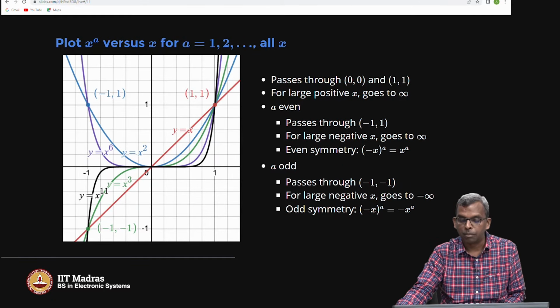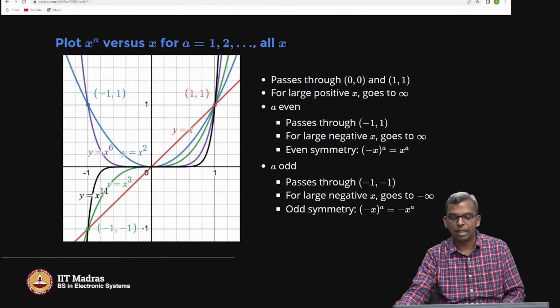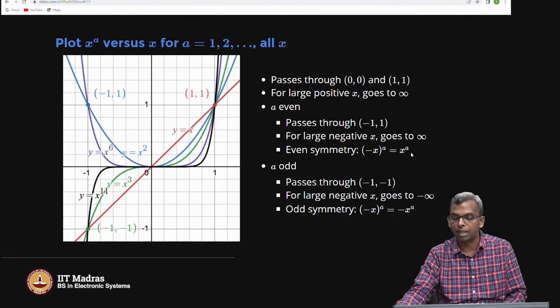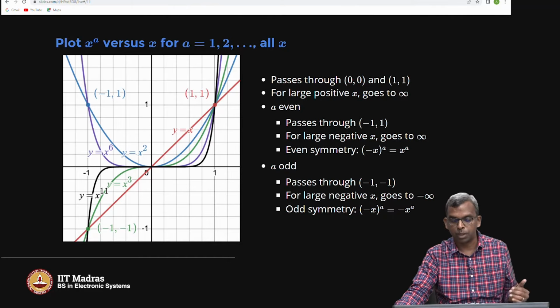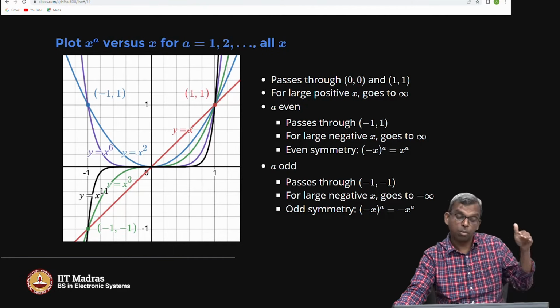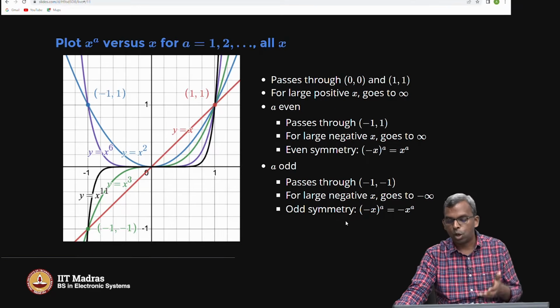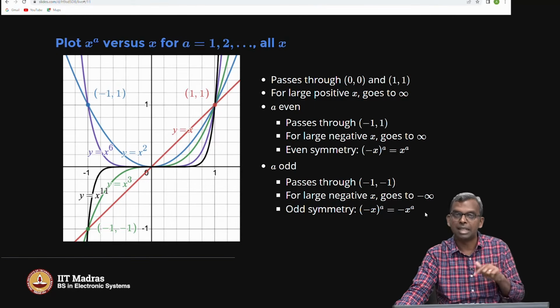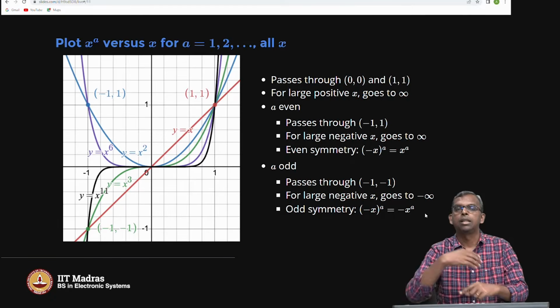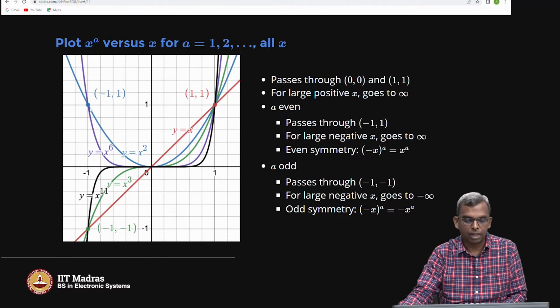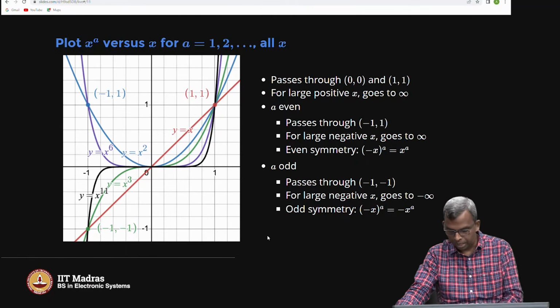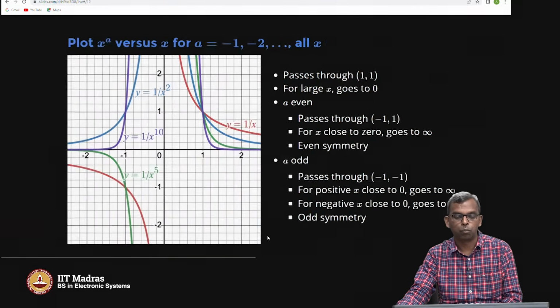If a is even, all the curves pass through (-1, 1). And for large negative x, it goes to plus infinity. And then there is this even symmetry: (-x) to the power a is x to the power a. If a is odd, it passes through (-1, -1), and for large negative x, it goes to minus infinity. Then the odd symmetry behavior: (-x) to the power a is minus x to the power a, so it goes from the first quadrant to the third quadrant directly. So that's the behavior of x to the power a for a being an integer, for all x positive and negative.